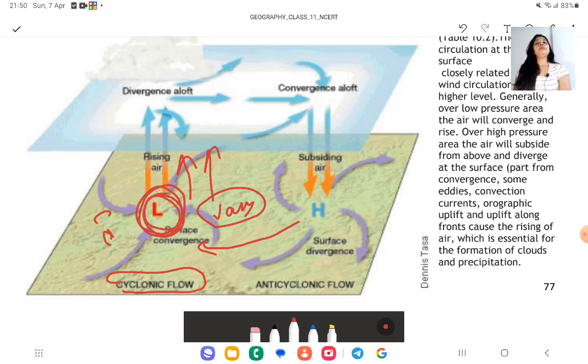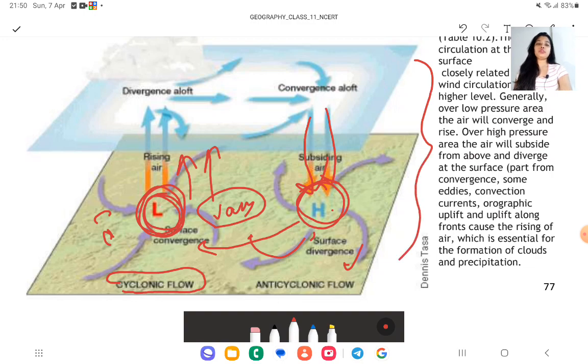But when there is a region where there is high pressure, air will descend. It will not flow upward. It will descend. The air will come down. So when the air comes down, then you can see that it will have an anticyclonic flow. So this is your concept which you have to remember.